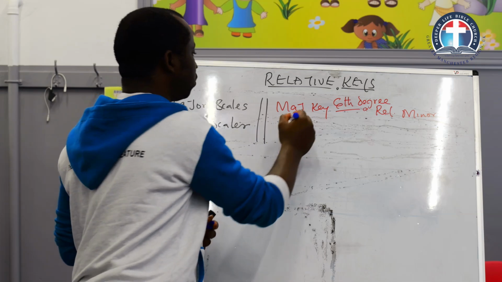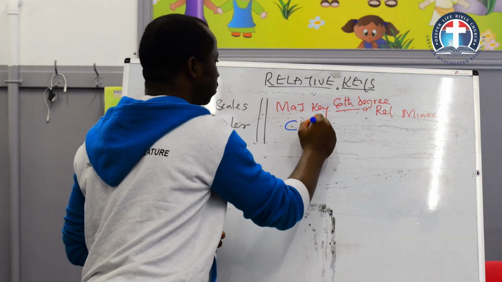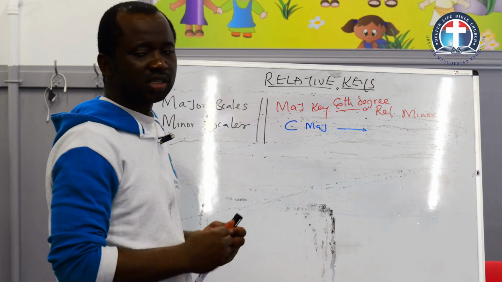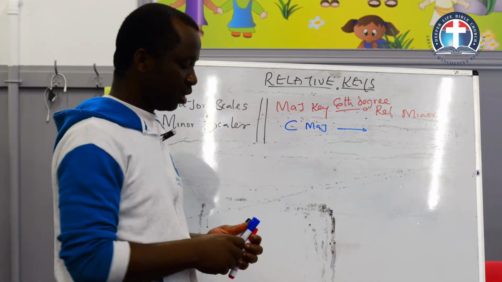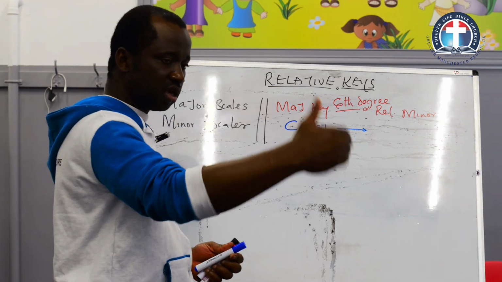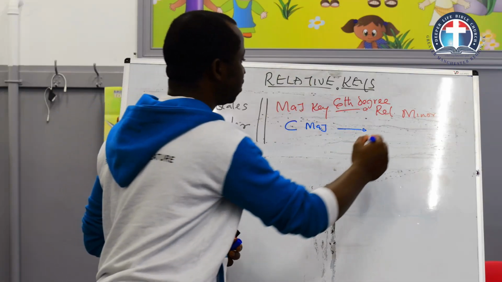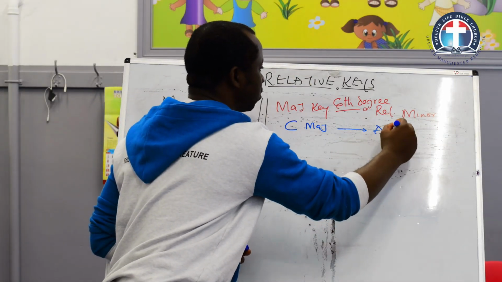So, for example, C major. What is the relative minor of C major? 6th degree. A, C, D, E, F, G. On the scale of C, you just go to the 6th letter. That's A minor.